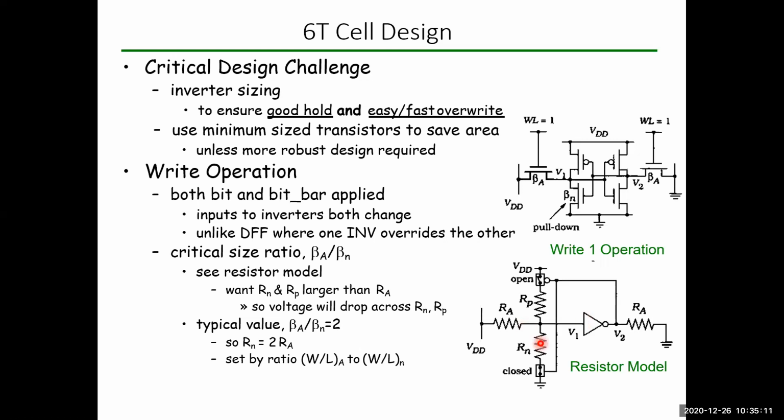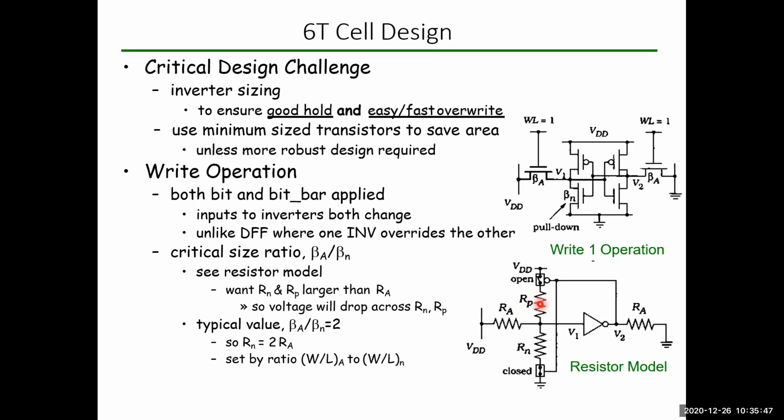Here, we want larger values for these two resistors than the value of this RA resistor. Why are we doing this? Because RP and RA can have a voltage drop. In order to overcome that voltage drop, we need RN and RP to have larger values. So that's the meaning: RA will be much smaller compared to RP and RN.